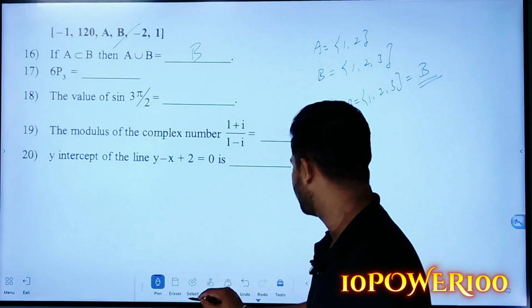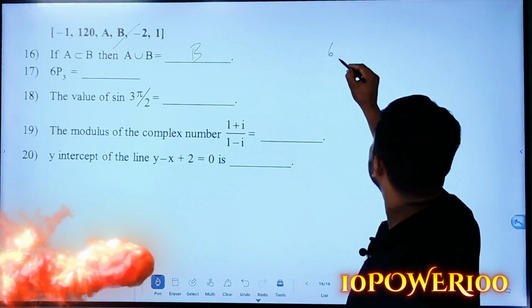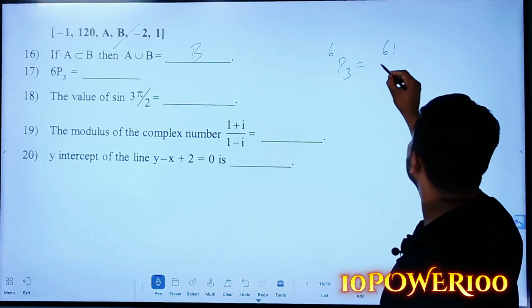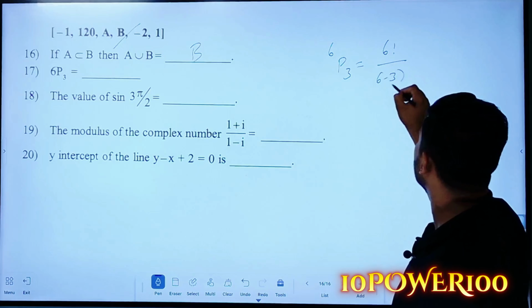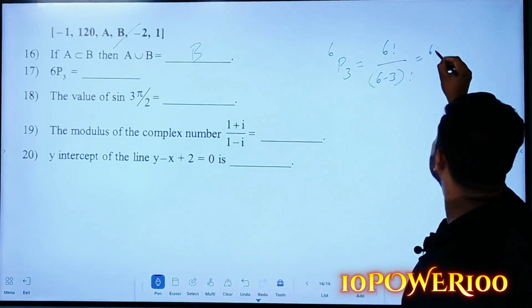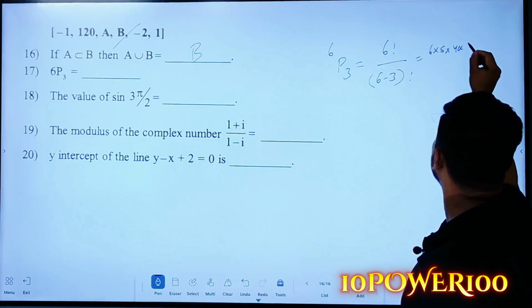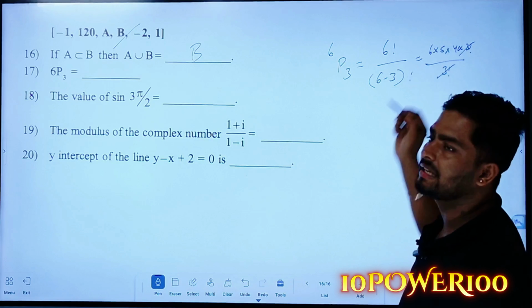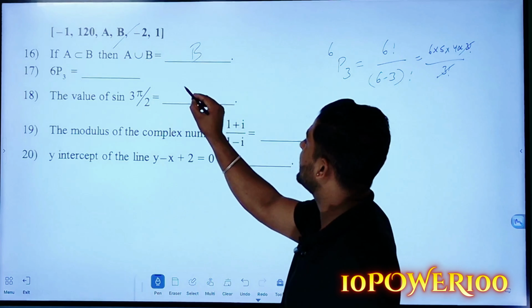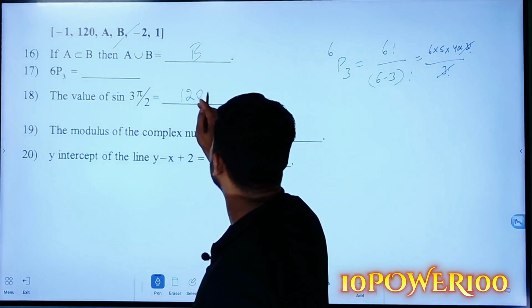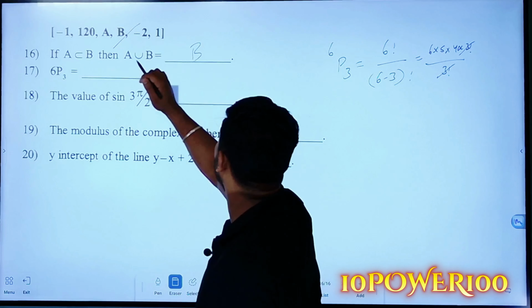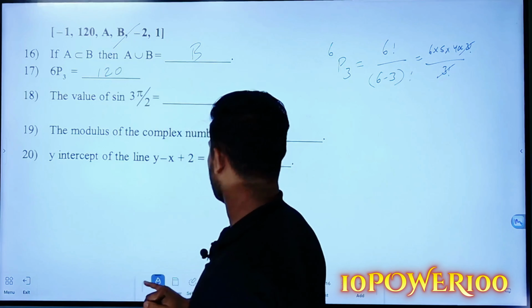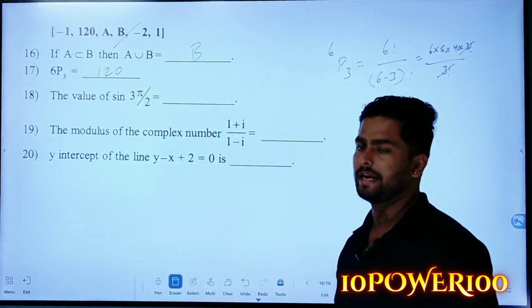Okay, next one 6P3. So if they ask 6P3, the permutation formula is 6 factorial divided by (6 minus 3) factorial. So it is 6 5 4 into 3 factorial divided by 3 factorial. This and this get cancelled. 6 5s are 30, 30 4s are 120. So 120 is the right answer.